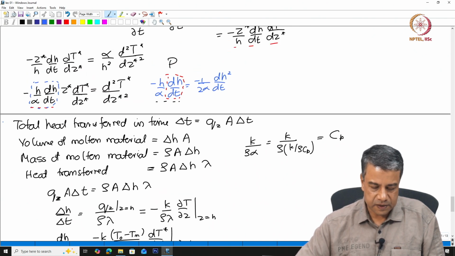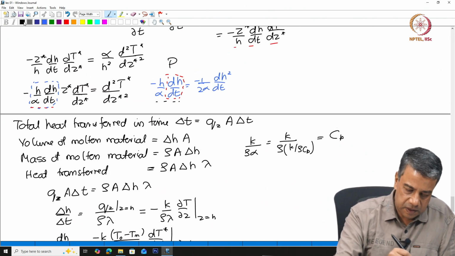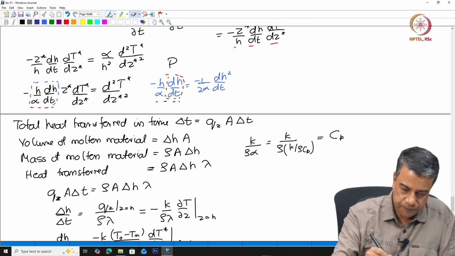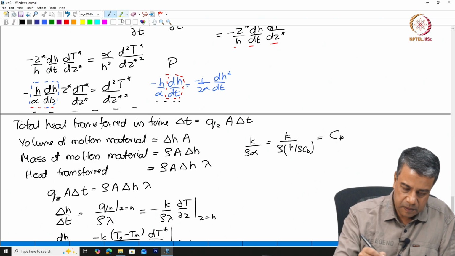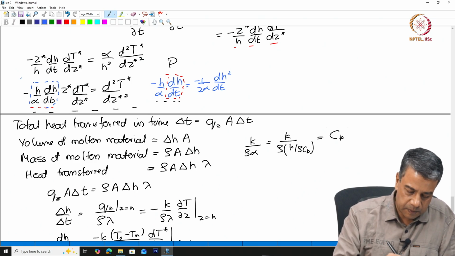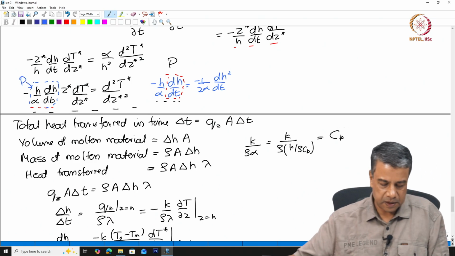So, now we still have not solved the problem. We have to solve this equation, where this is the parameter p, the Peclet number.